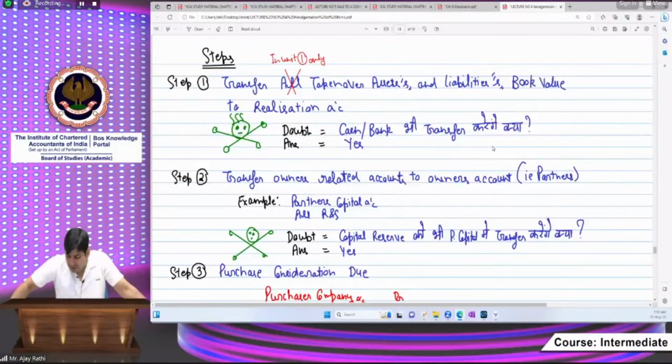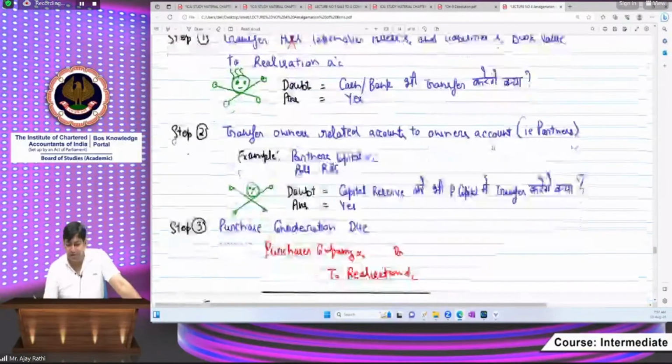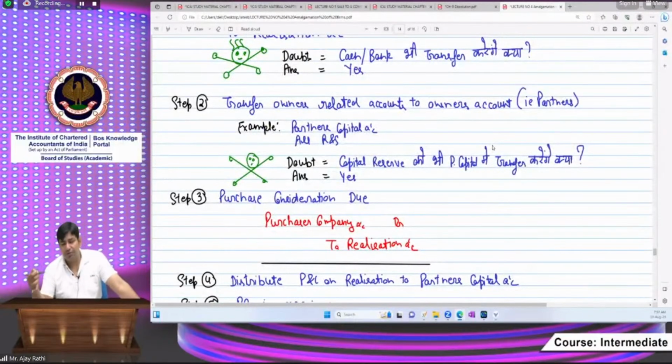You are learning here in the books of the partnership firm. First, you have to transfer the book values of the taken over assets and liabilities. Now transfer the owners-related accounts to the owners' accounts. Of course, now the question is: will we transfer to capital reserve? Sir, will we transfer to capital reserve?